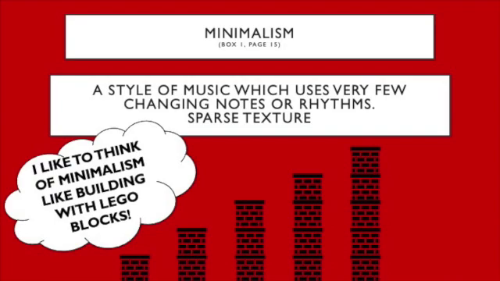So folks, we've now come to the last concept that we're going to look at in this week's lesson, and we have come now to minimalism, which, as you can see on screen, is a style of music which uses very few changing notes or rhythms and has a sparse texture. So we're going to look at a few examples of this, but the image I want you to keep in your mind is the idea that minimalism is kind of like building with Lego blocks. So they're very, very straightforward, very simple in their shapes and their sizes, and you can build loads of different things using the same sort of ideas.